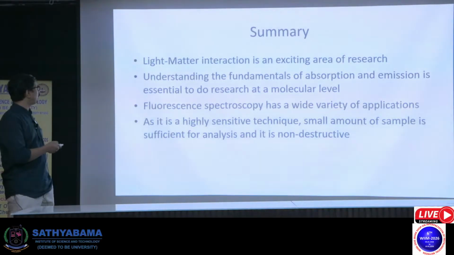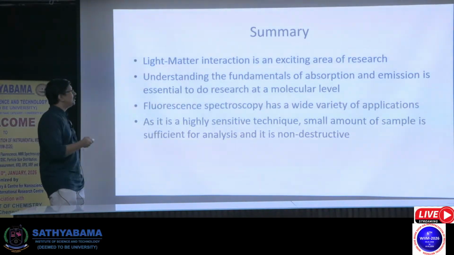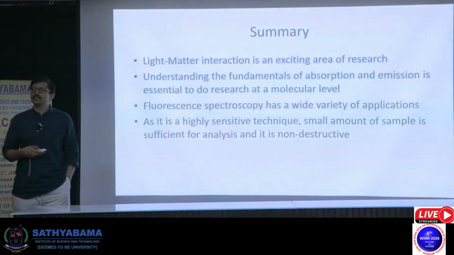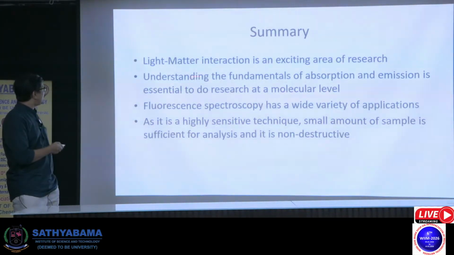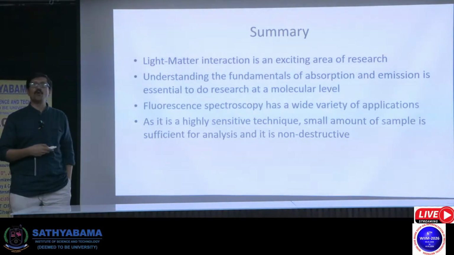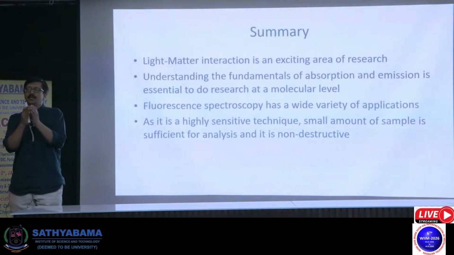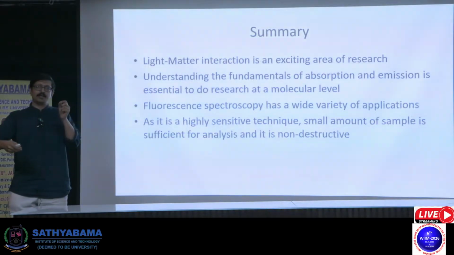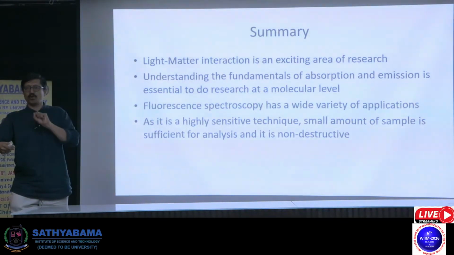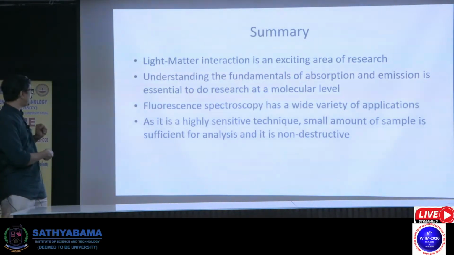So what we are trying to communicate to you is, it's a very exciting area of research, light matter interaction. Understanding the fundamentals of absorption and emission is essential to do research at a molecular level, because we can use instruments, but without understanding how a molecule interacts with a photon, many of these applications you may not be able to actually carry out.